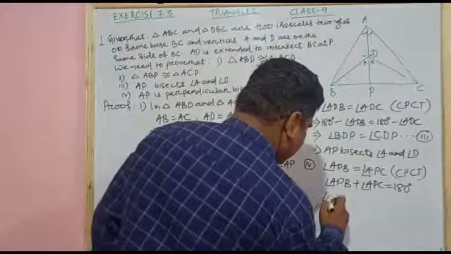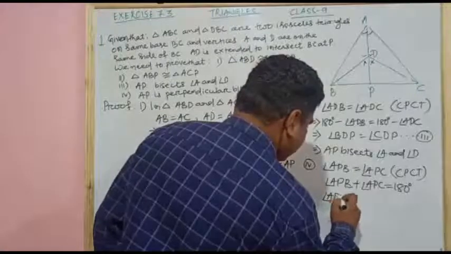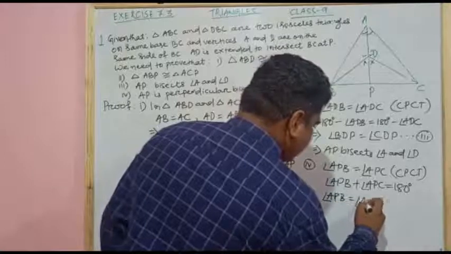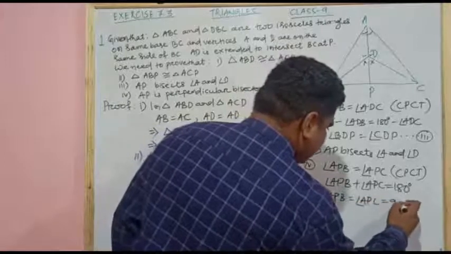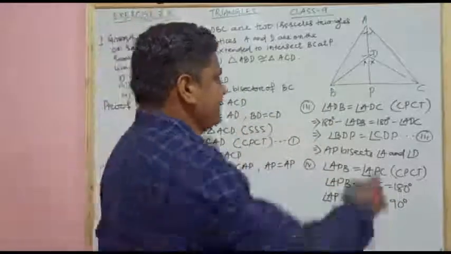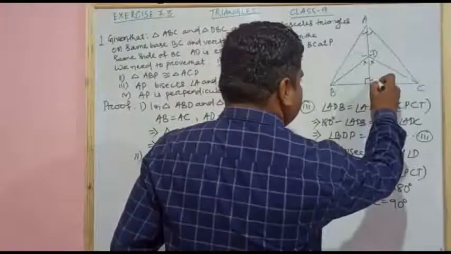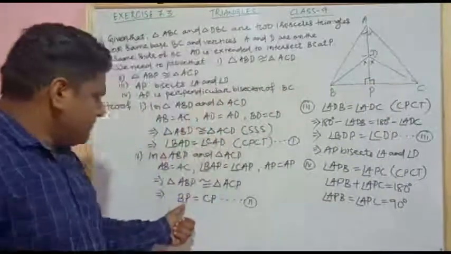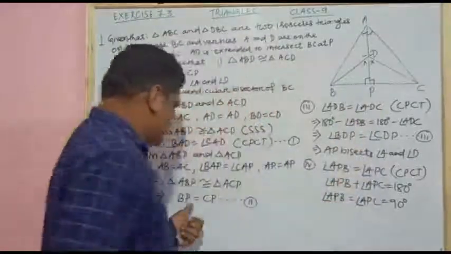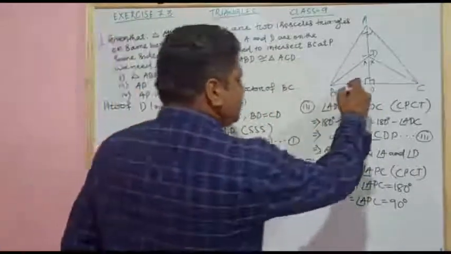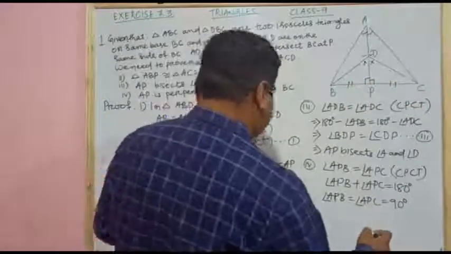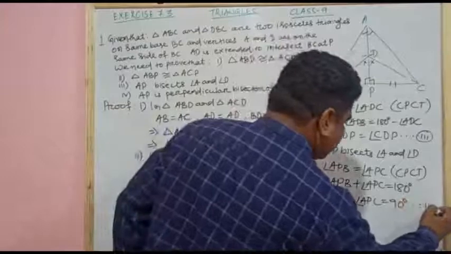So we can write angle APB is equal to angle APC is equal to 90 degrees. These two angles are 90 degrees, and we have already proved BP equal to CP, which means these two sides are equal. So let it be fourth bit.